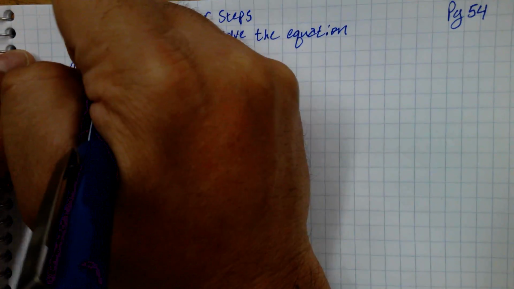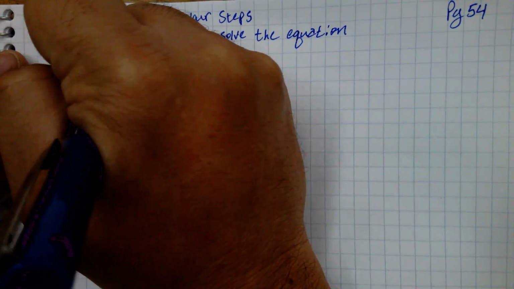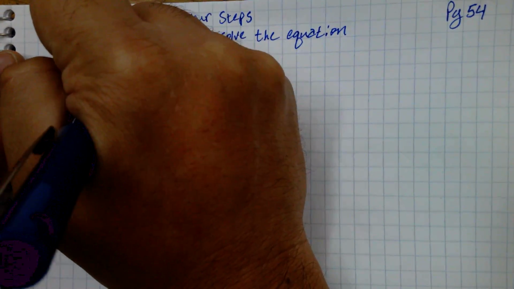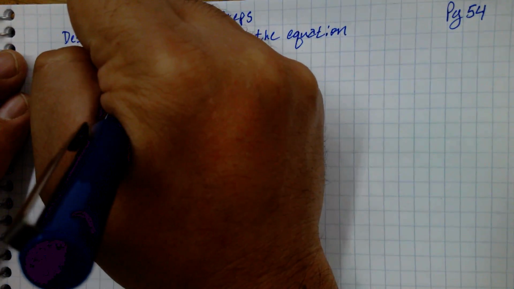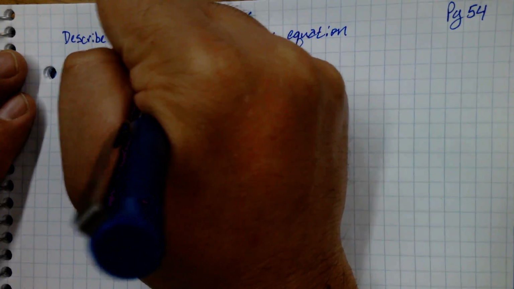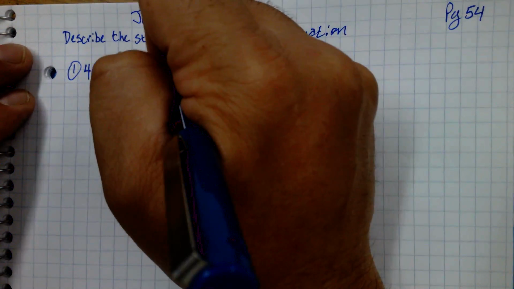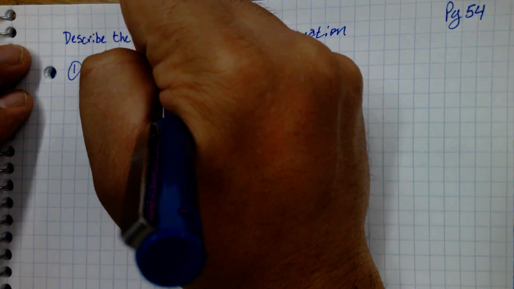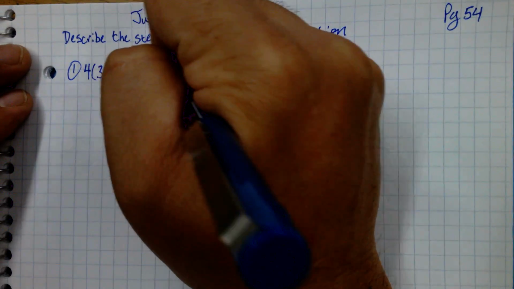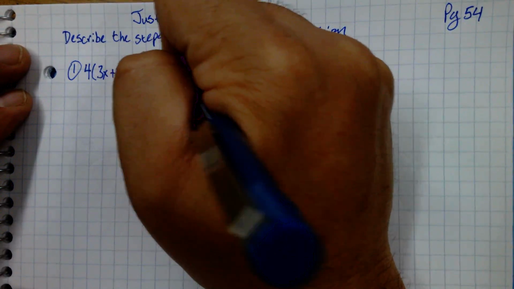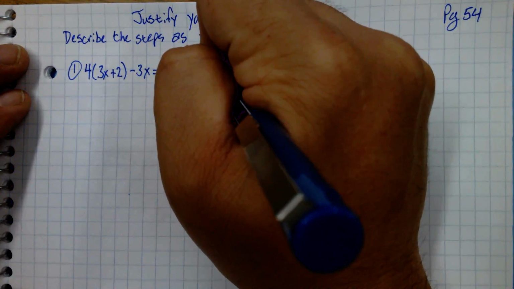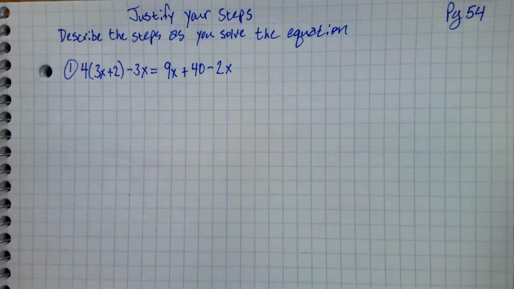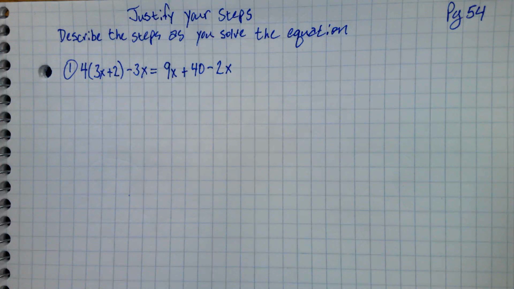4 parentheses 3x plus 2 minus 3x equals 9x plus 40, take away 2x. Lots of stuff. Okay, go ahead and write that down.